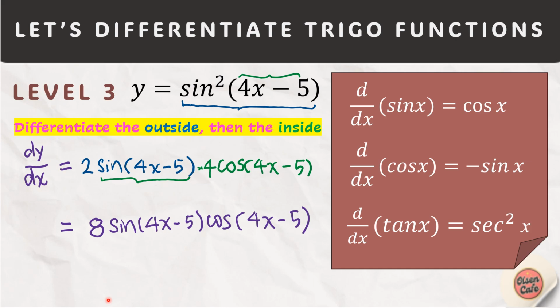Now, usually we can just leave the answer like this, but I'm going to challenge you a little bit. See if you are able to simplify this function. If you know your double angle very well, you may be able to simplify it and see that I'm able to get 4 sine 2 times 4x minus 5. This is from the double angle formula, because the double angle formula tells me that 2 sine theta cosine theta gives me sine 2 theta. Hopefully this will give you some insight.